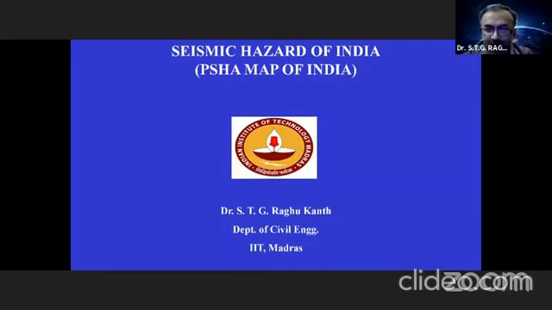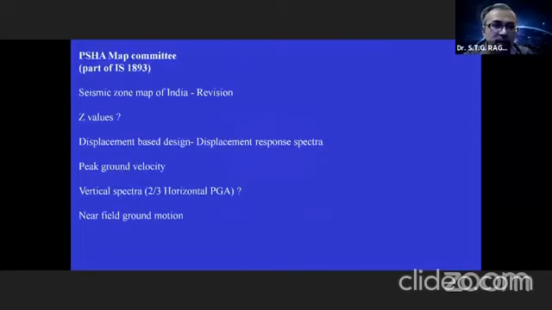Then yesterday, Professor Jaya from Anna University gave nice lectures about RCC. She showed the design detailing for earthquake resistance in RCC structures. So today my lecture will be on this seismic hazard map, essentially on the seismic zones and the Z values. As many of you may know, in our IS 1893, we have one committee known as the PSHA Maps Committee, which is responsible for the seismic zone map and the Z values.